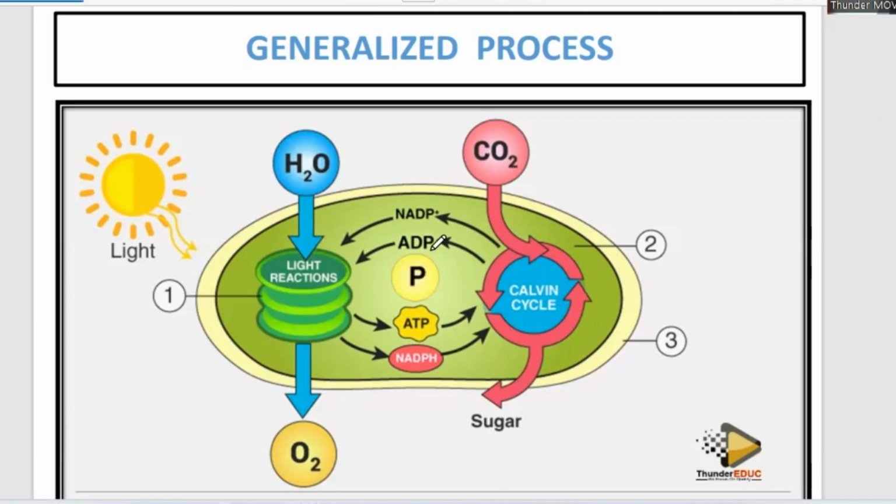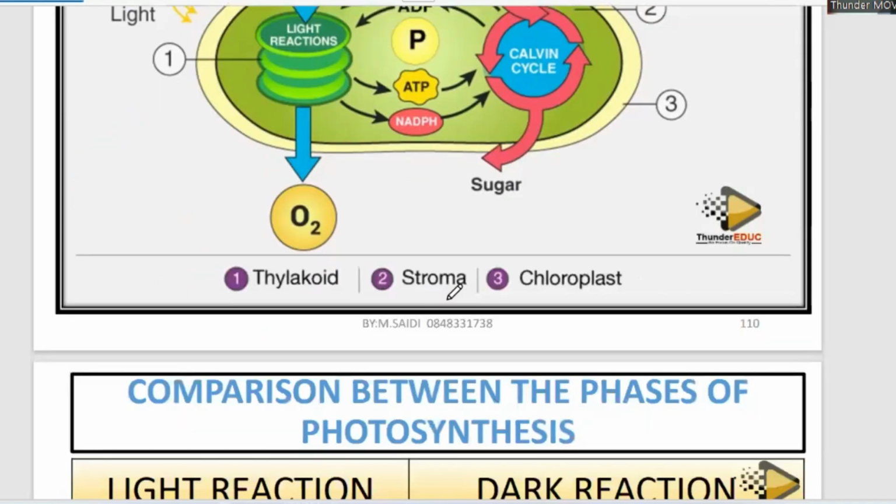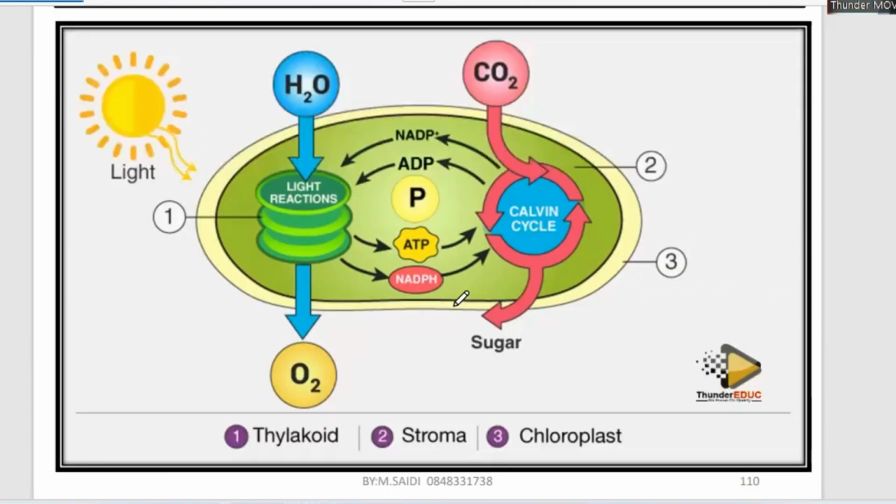Now the ADP, adenosine diphosphate, and NADP plus will go back to the light phase, and then be used over and over and over again. So basically, that is the process of photosynthesis.